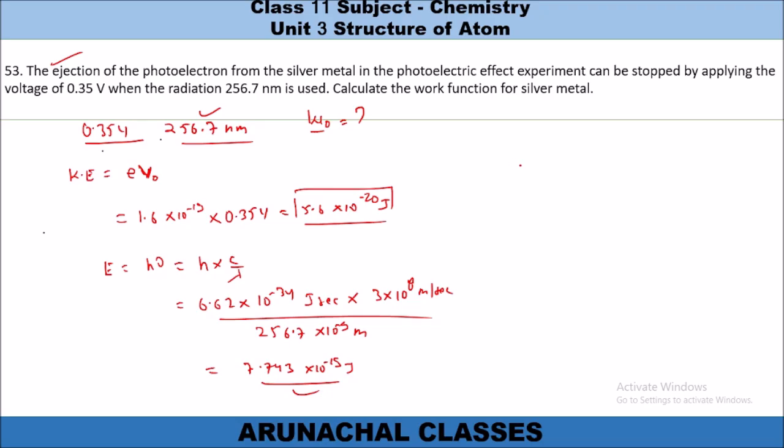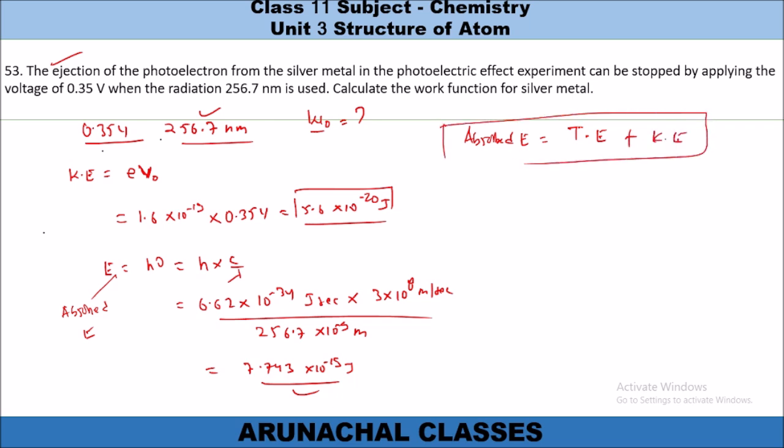Now, absorbed energy we have found. Now your absorbed energy is equal to threshold energy plus kinetic energy. Absorbed energy is equal to threshold energy plus kinetic energy. Threshold energy, we can say, is the work function, and this kinetic energy is of photoelectrons.